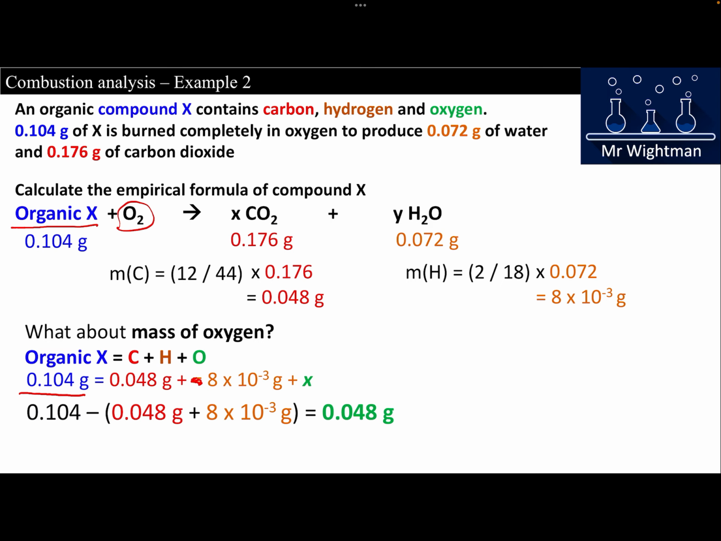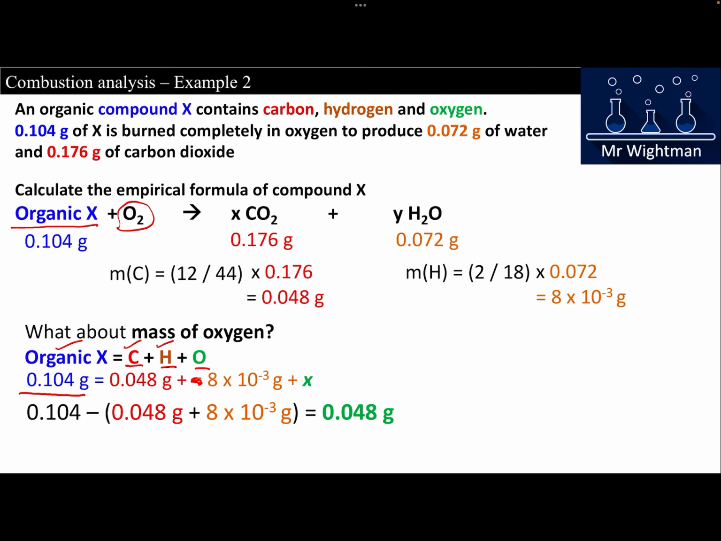And this will tell us the mass of oxygen, because the organic compound contains carbon, hydrogen and oxygen. If we know those two, and the organic X, then we can rearrange to work out what the mass of oxygen would be. So subtracting the masses of carbon and hydrogen gives us 0.048. And then what we need to do is again work out the moles of each.